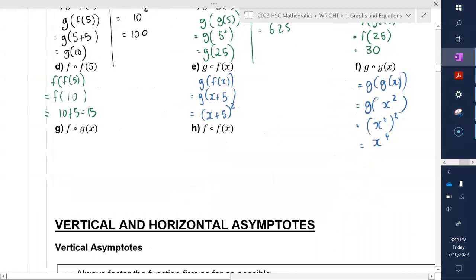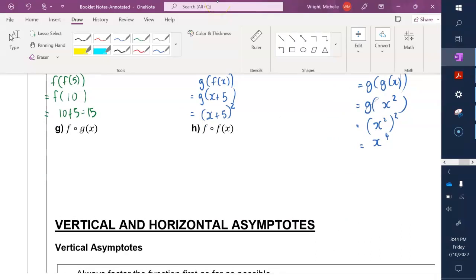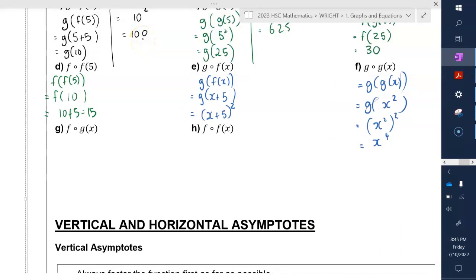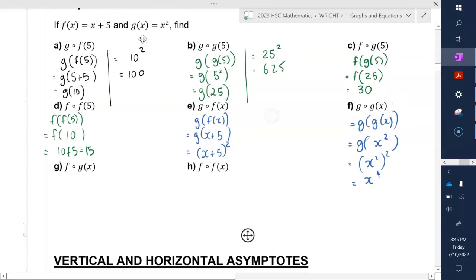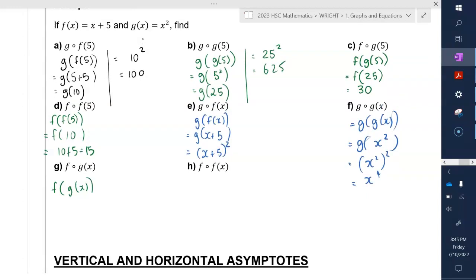Okay, two to go. Might change colours again so we don't get stuck. Okay, f of g of x. Let's write that like this. So we're going to end up with f of x squared, because g of x is x squared. F of x squared: we had f of x equals x plus 5. So wherever there was an x, we're going to pop an x squared. So that's going to be equal to x squared plus 5.